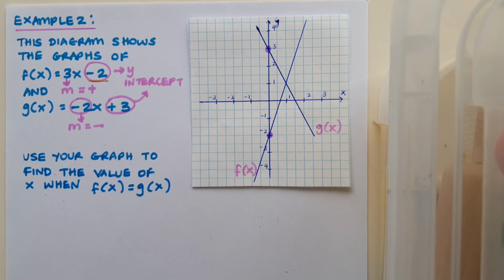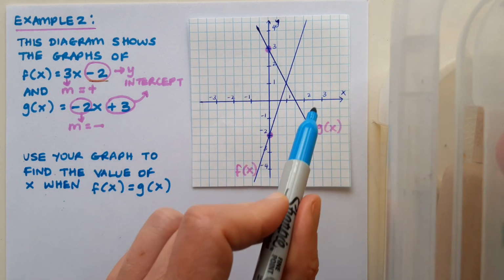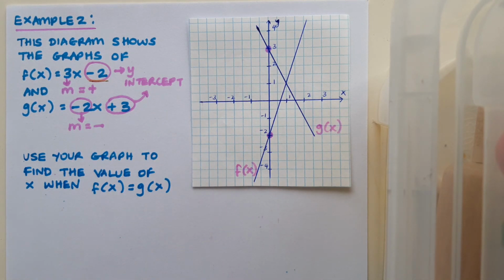First of all, it's important here that we're being asked to use the graph. So we don't want to do any calculations. We want to just look at the diagram and use it to come to our decision. We want to find a value of x, so our answer is going to be x is equal to something, when f of x equals g of x. That's the information they're giving us that they want us to use to get to our answer.